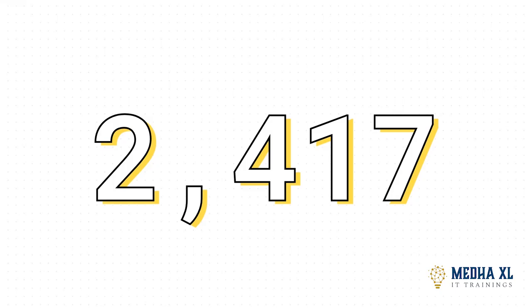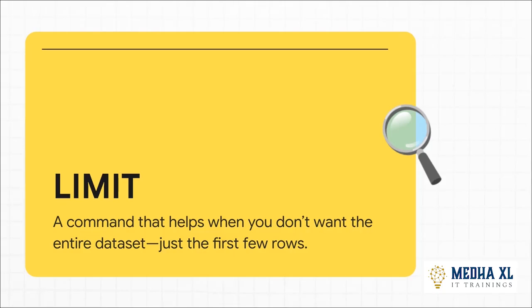So for example, let's say our employee table has over 2,400 people in it. You don't need to see all 2,417 rows just to get a feel for the data or to test out a query. You just need to see a little peek, a small sample. LIMIT is the command for that. It's so simple. It's like putting a brake on your query. You're telling the database, hey, just show me the first few. That's all I need. Don't go crazy.